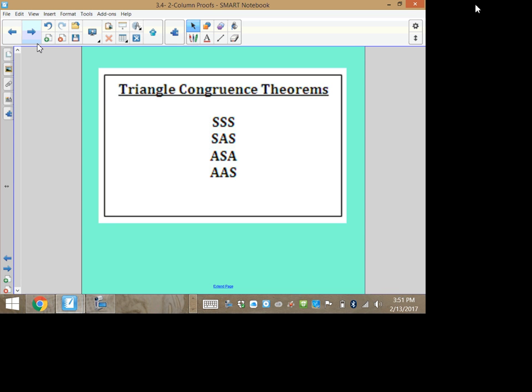So our triangle congruence theorems are SSS, and that stands for side, side, side. SAS stands for side, angle, side. ASA stands for angle, side, angle. And AAS stands for angle, angle, side. So note that S is for side, A is for angle, and there are 4 different theorems that prove congruence, and they must be in that order.